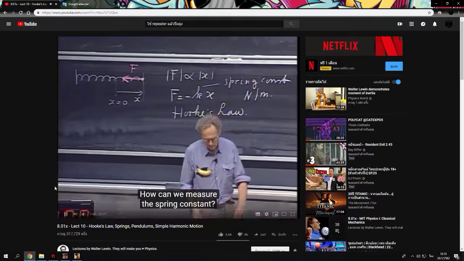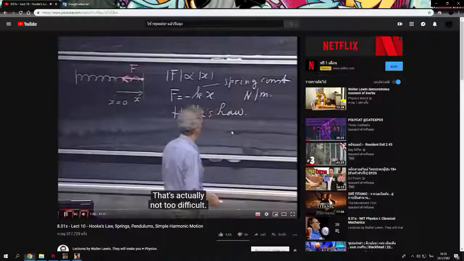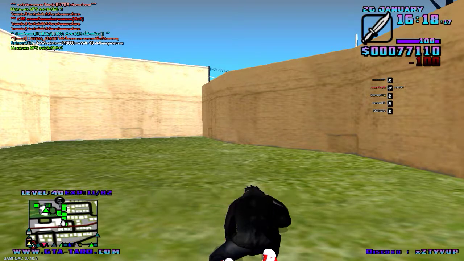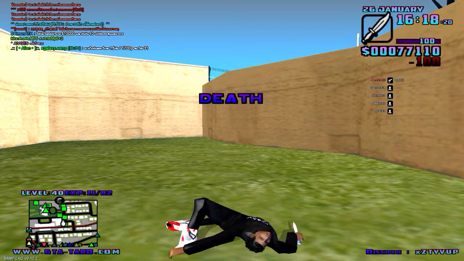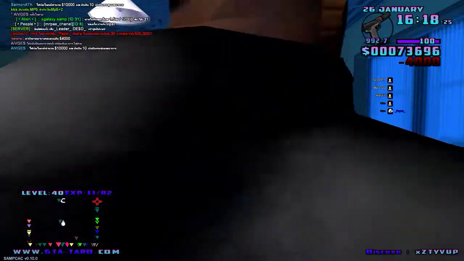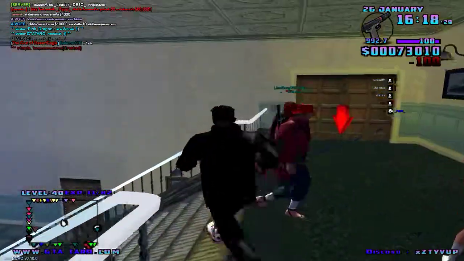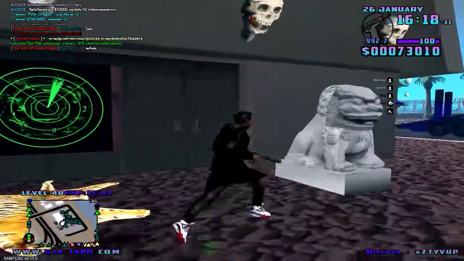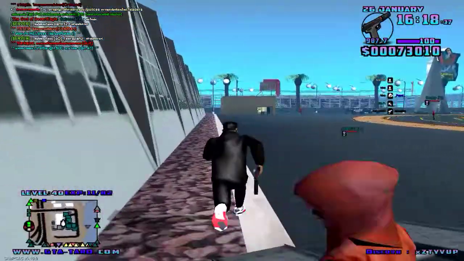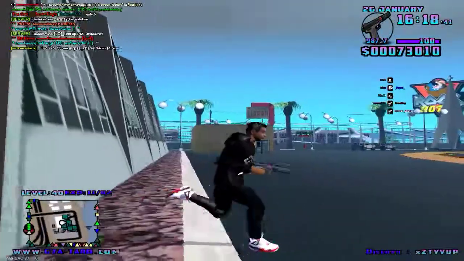How can we measure the spring constant? That's actually not too difficult. I can use gravity. Here is the spring in its relaxed situation. I hang on the spring a mass m, and gravity now exerts a force on the spring, and when you have the new equilibrium position, the spring force must be exactly the same as mg. No acceleration when the thing is at rest.